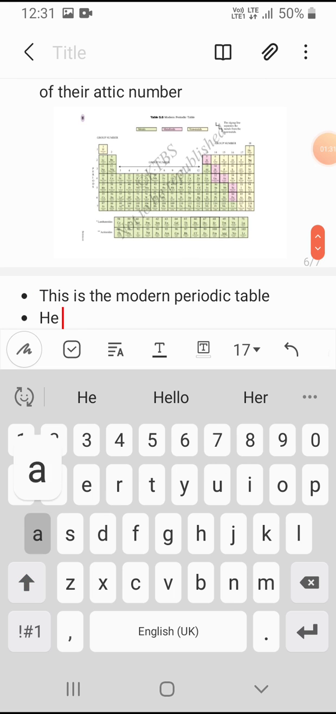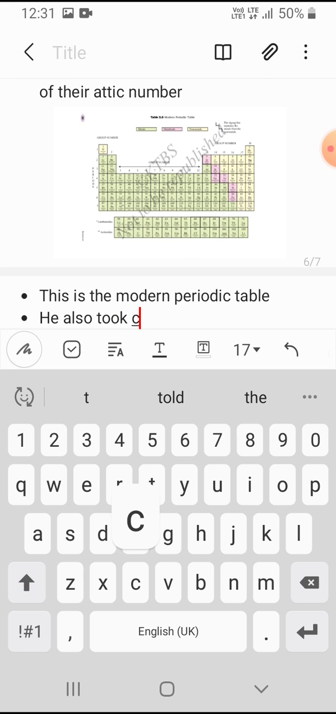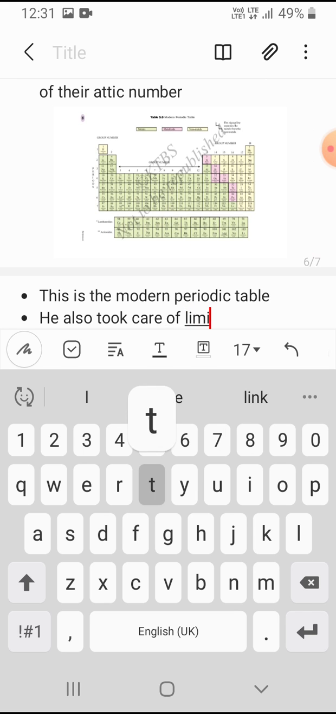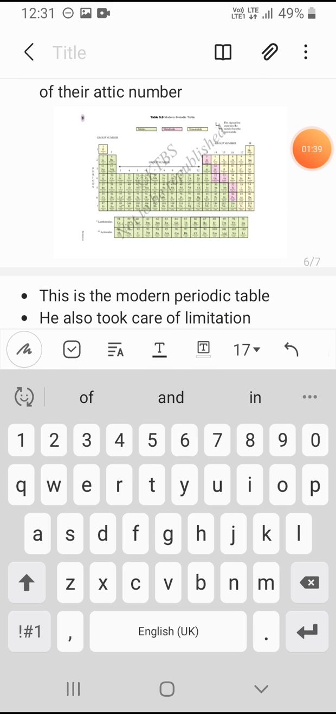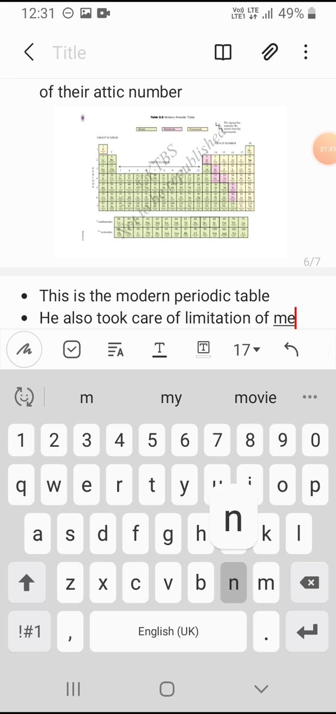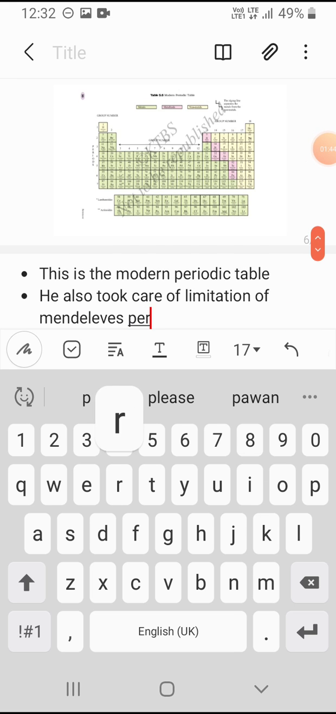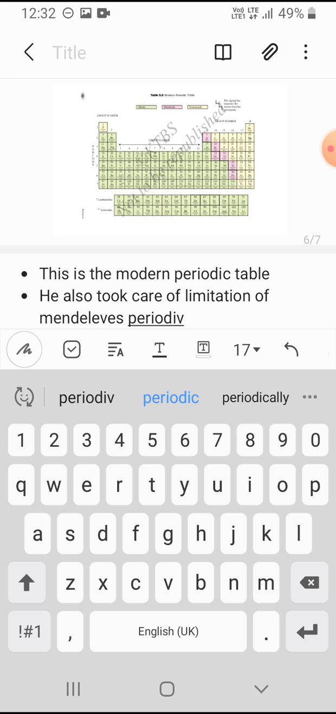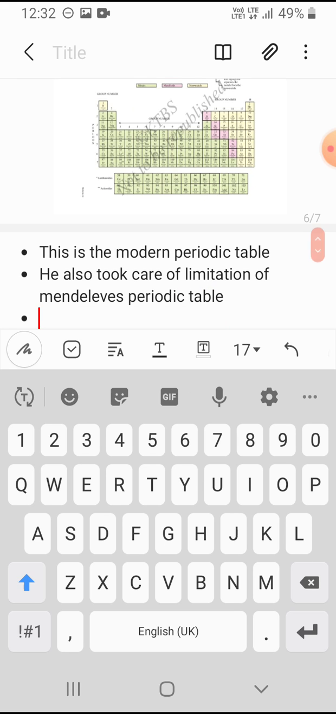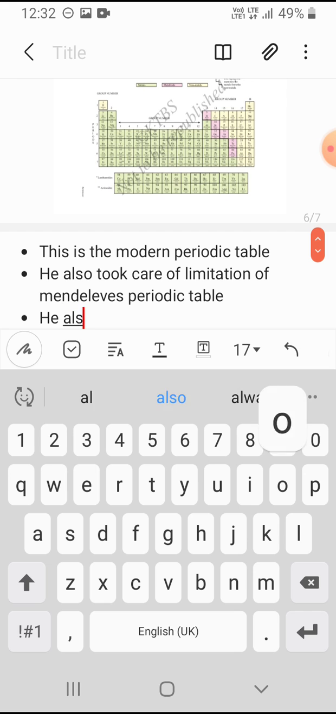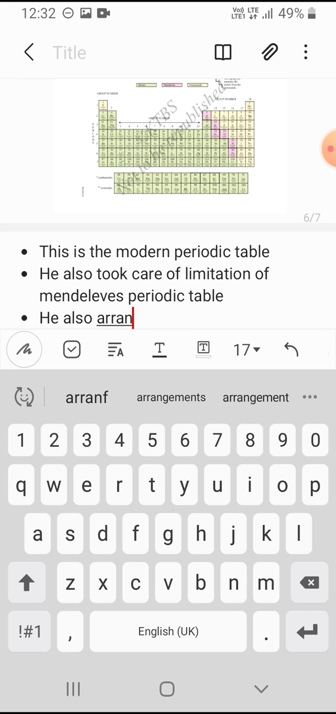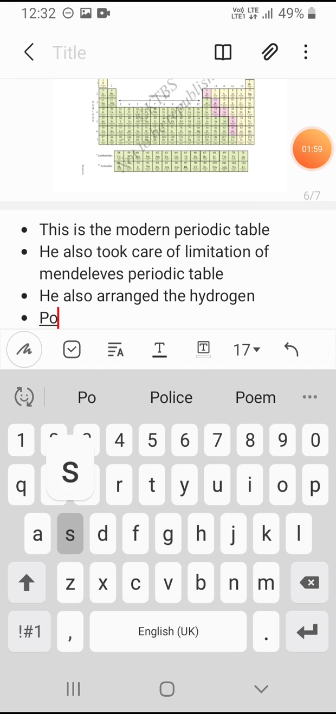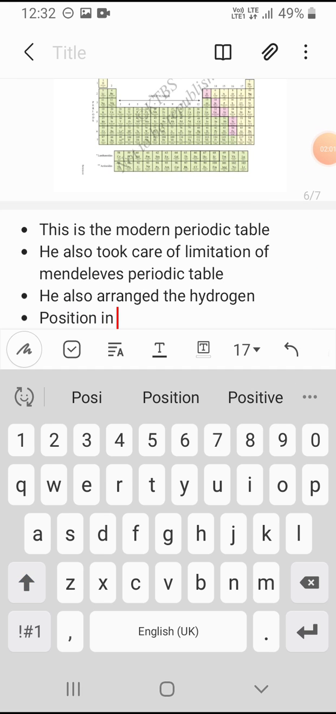He also took care of the limitations of Mendeleev's periodic table. That limitation he took care of, and he also arranged hydrogen, as Mendeleev said, and fixed its position in the modern periodic table.